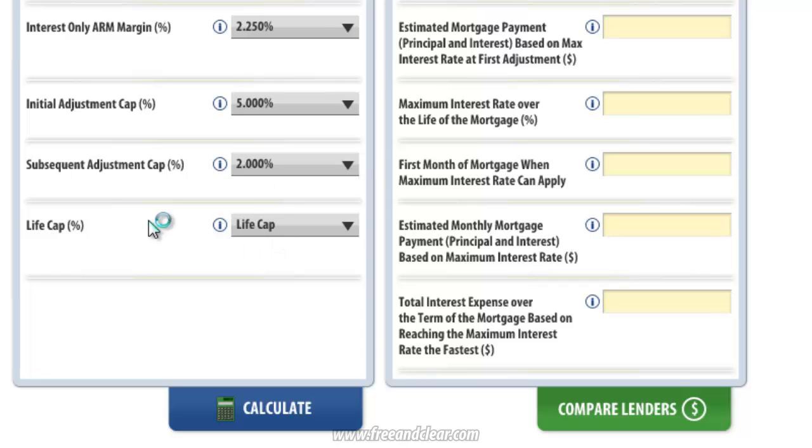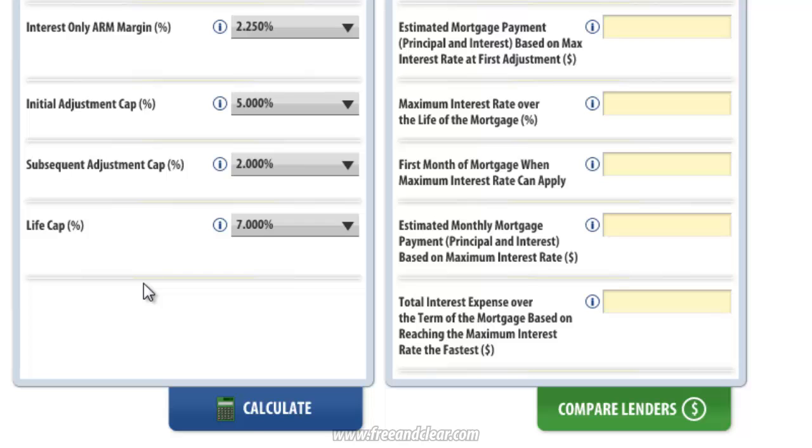Our final input is life cap, which is a cap that limits the maximum increase in interest rate over the term of the mortgage. I'm going to select 7% in this case. So because we selected 3.375 for our initial interest rate, the maximum interest rate for our mortgage over the life of the loan is 10.375.